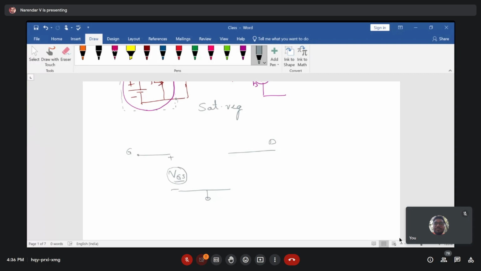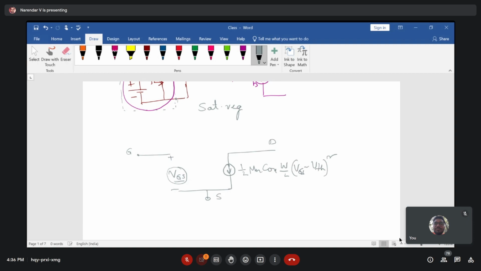Now with this, what is going to happen in your device is that your drain terminal is becoming a current source, which is a constant current source. And if you write the current in the saturation region of operation, it is mu n COX W by L (VGS minus VTH) whole square, right? So this is your source terminal.